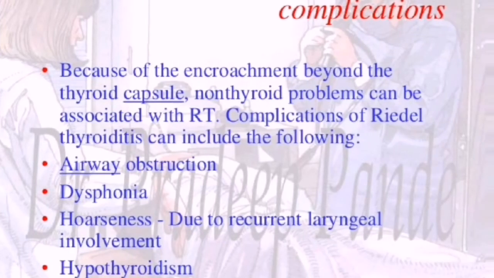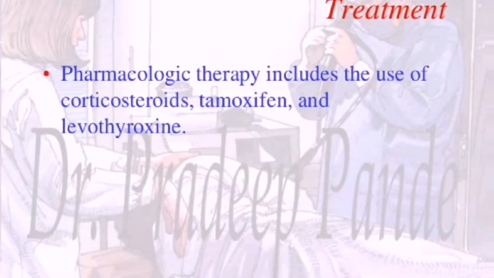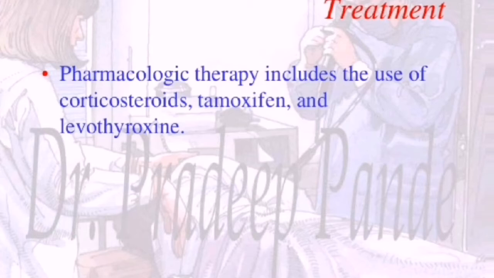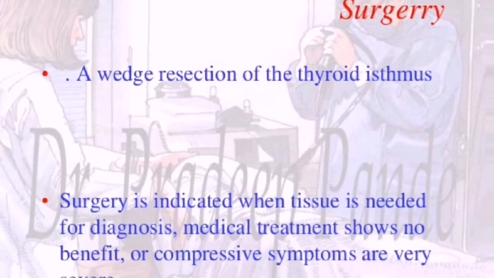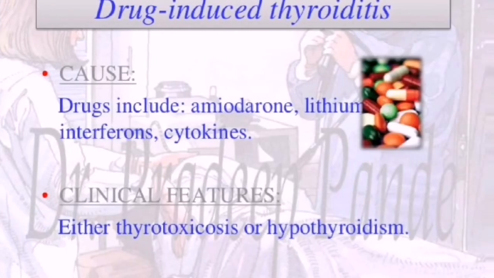There are a lot of complications you can see, such as airway obstruction, dysphonia, hoarseness, hypothyroidism, and hypoparathyroidism. Treatment is with corticosteroids, tamoxifen, and levothyroxine. Surgery is for reduction of the thyroid mass. Surgery is indicated when tissue is needed for diagnosis, medical treatment shows no benefit, or symptoms are severe.